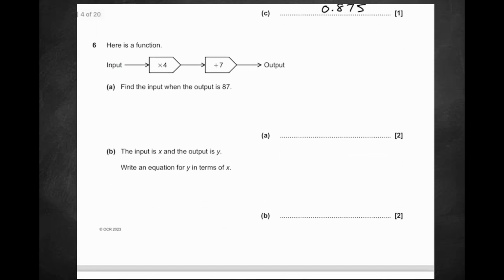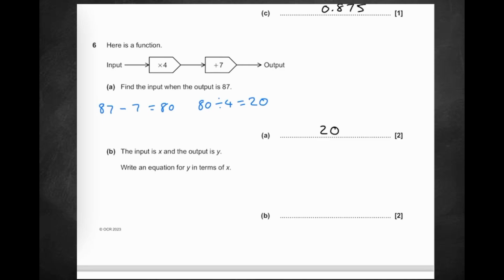Question number 6. Here is a function. Input multiplied by 4 plus 7 gives us the output. Find the input when the output number is 87. So all we need to do here is work backwards. So we're going to say 87 minus 7 gives you 80. 80 divided by 4 gives you 20, which will have been our input.